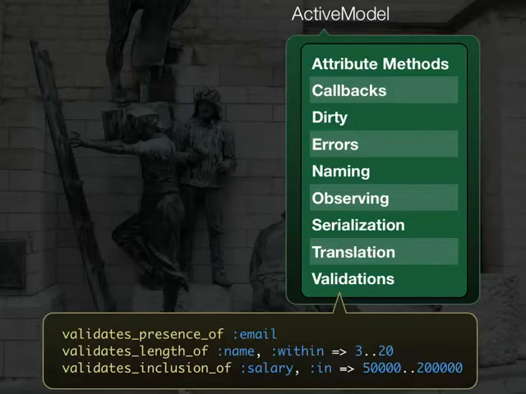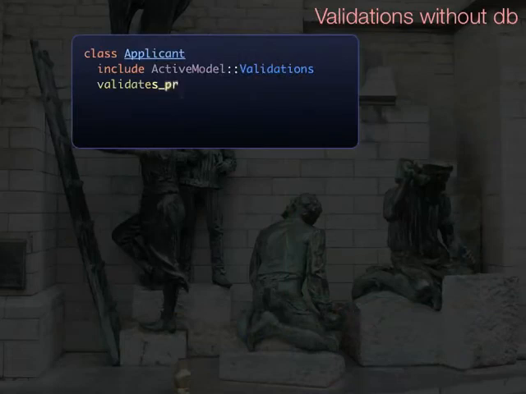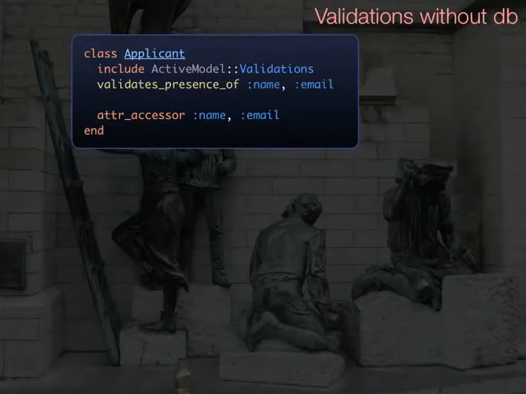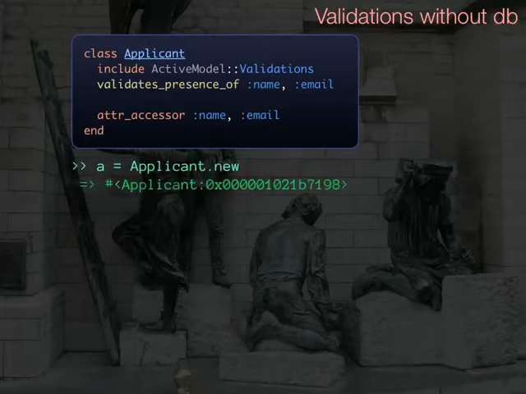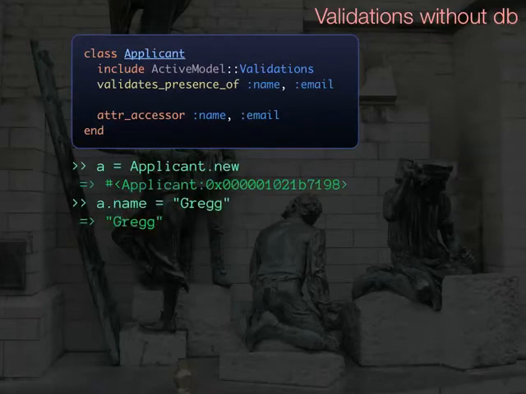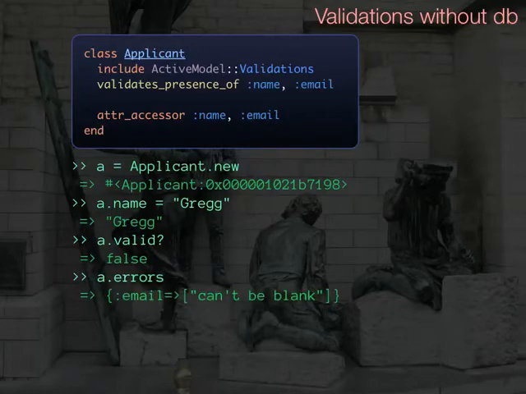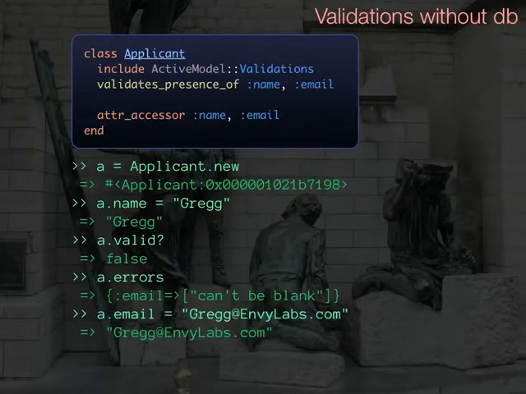So let's take a look at how we might use one of these modules in a Ruby class. So here we have a class called applicant. We're including active model validations. We can use validates presence of name and email, and there's our two attributes. Now if we go into the console and start interfacing with this class, we can set the name. We can check to see if it's valid yet. It'll return false. We can view all the errors currently for this object. If we then set the email address and check to see if it's valid again, it's going to return true.